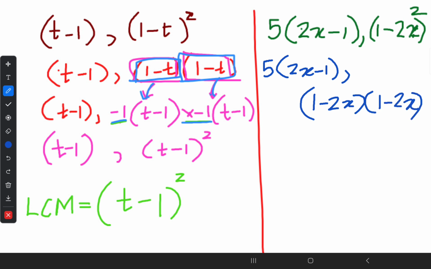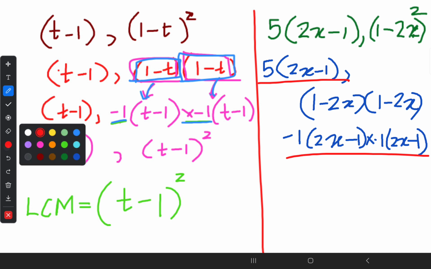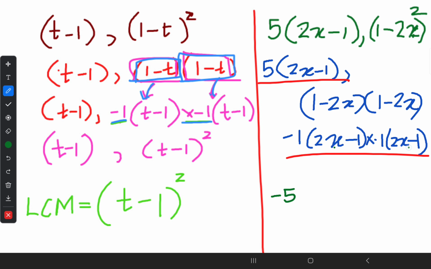again. In both cases, I will select negative 1 as a common factor, 2x minus 1, multiplied by negative 1 times 2x minus 1. Okay. Thereafter, look at these two. LCM for the numbers, it would be 5. Here we can write this one as negative 1 times (2x minus 1) whole square.